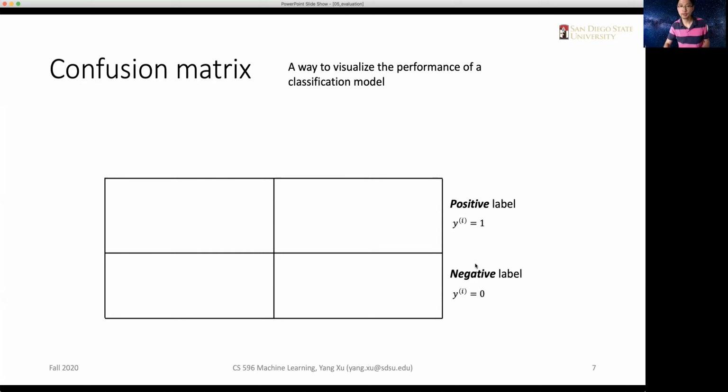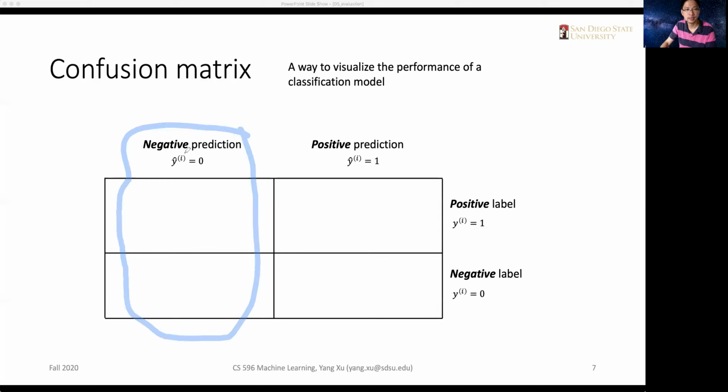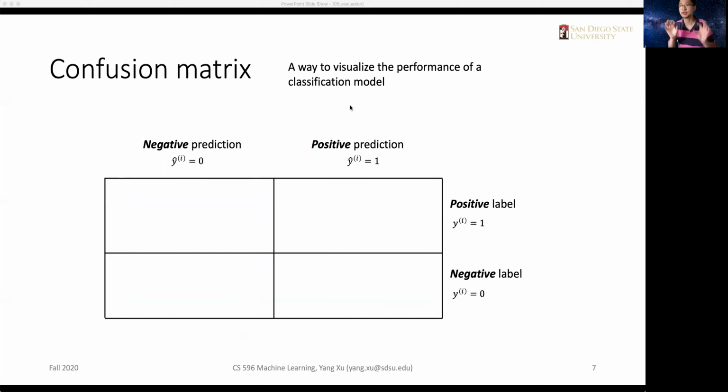But in this setting, we also have 2 columns. The first column is all the data points that are predicted as 0, and the second column are those predicted as positive, or 1. So in that way, we split all the data points into the 4 sections of the matrix, right? So we basically can count how many data points are in each section.